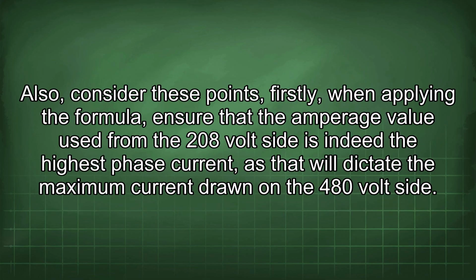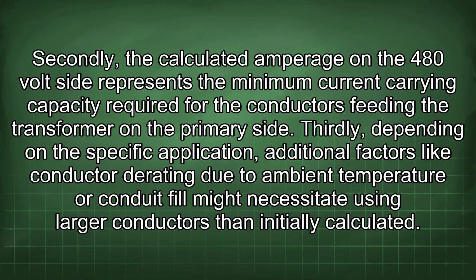Also, consider these points. Firstly, when applying the formula, ensure that the amperage value used from the 208-volt side is indeed the highest phase current, as that will dictate the maximum current drawn on the 480-volt side. Secondly, the calculated amperage on the 480-volt side represents the minimum current carrying capacity required for the conductors feeding the transformer on the primary side. Thirdly, depending on the specific application, additional factors like conductor derating due to ambient temperature or conduit fill might necessitate using larger conductors than initially calculated.